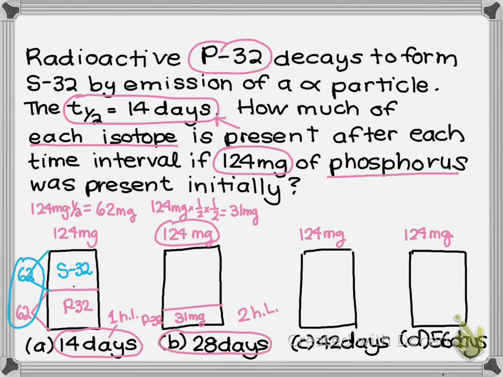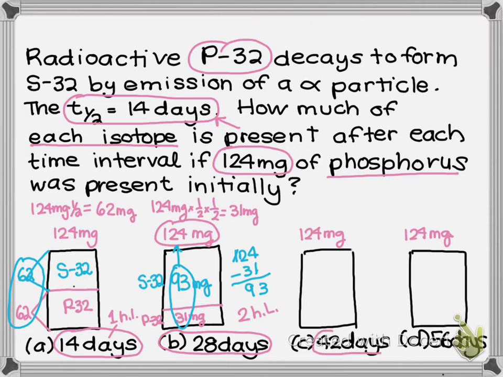Now the remaining, they want to know both isotopes, the remaining has to be the sulfur. So if I say 124 minus the 31, 12 minus 3 is 9. So I have 93 milligrams of the sulfur 32. So 93 plus 31 equals 124. So you see what I'm doing is figuring out how much of the phosphorus is going to remain, and whatever the difference between the 124 and the phosphorus, that's the sulfur.